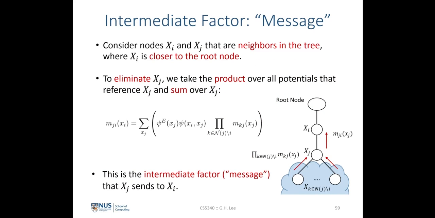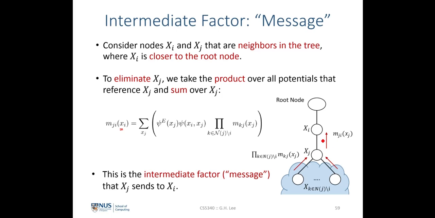Now let us look at the variable elimination algorithm in a tree-like structure, where we'll first consider the messages that are passed between intermediate factors. Suppose that we want to eliminate the random variable xj and pass this message, after eliminating xj, into the random variable xi. We'll denote this message as mji(xi), where we can see that the final message will consist of only xi, because we have eliminated away the random variable xj.